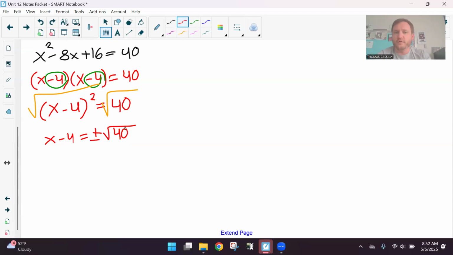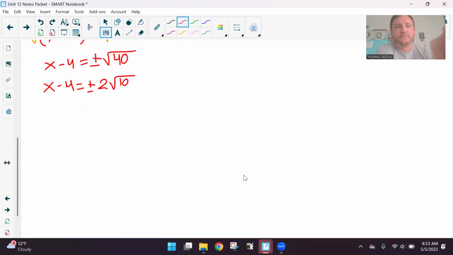All right. So we would not be able to factor this one because this is some decimal. I don't know what it is. All right. But instead, here's what I'm going to do. I'm going to say x minus 4 equals plus or minus, and I'm going to reduce that radical. I'm going to call this 2 times the square root of 10. All right. So we're almost done.